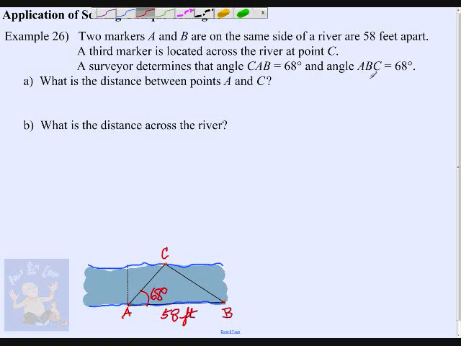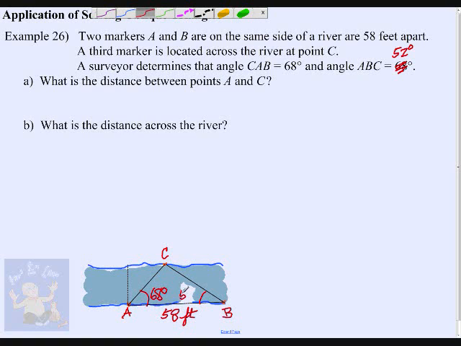An angle ABC, that's this angle here, is 68 degrees. Oh, for heaven's sakes. No, that's an error on my part, isn't it? Because in your notebook, it says 52 degrees. That was a typo on my part. So I will correct it. We'll make this 52.